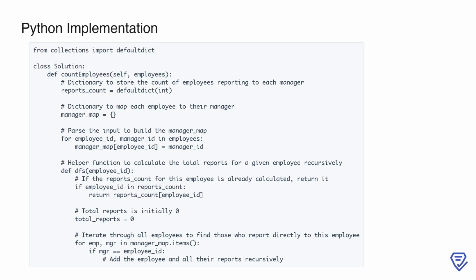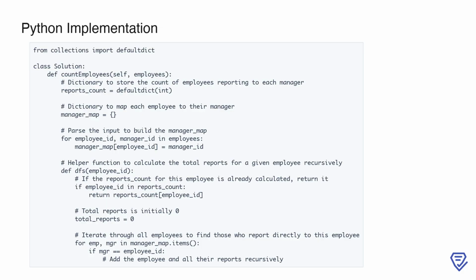We then parse the input list of employee-manager pairs to fill manager_map. This mapping allows us to know who reports to whom. Afterward, we define a helper function called DFS, which is short for depth first search. This function will compute the total number of reports for a given employee recursively. The first step in this function is to check if the employee's report count has already been computed and stored in reports_count. If so, we simply return the cached value.